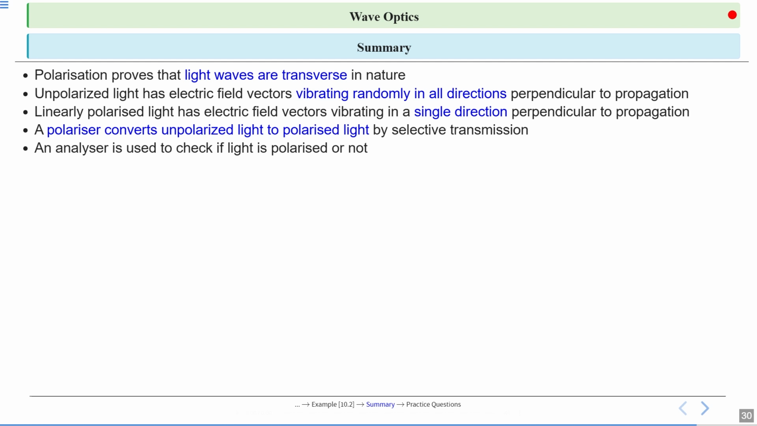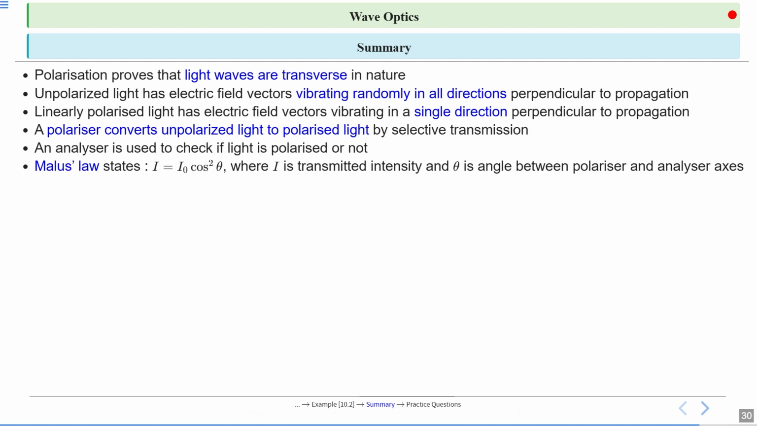We have the analyzer, which is used to determine whether the light is polarized. By rotating the analyzer and observing changes in the light intensity, we can confirm the presence and orientation of the polarization. Malus law is fundamental in understanding light intensity through polarizers. The law states that the transmitted intensity I is equal to the initial intensity I naught times cos square theta, where theta is the angle between the transmission axis of the polarizer and the analyzer. This relationship helps us predict how light behaves as it passes through optical elements.